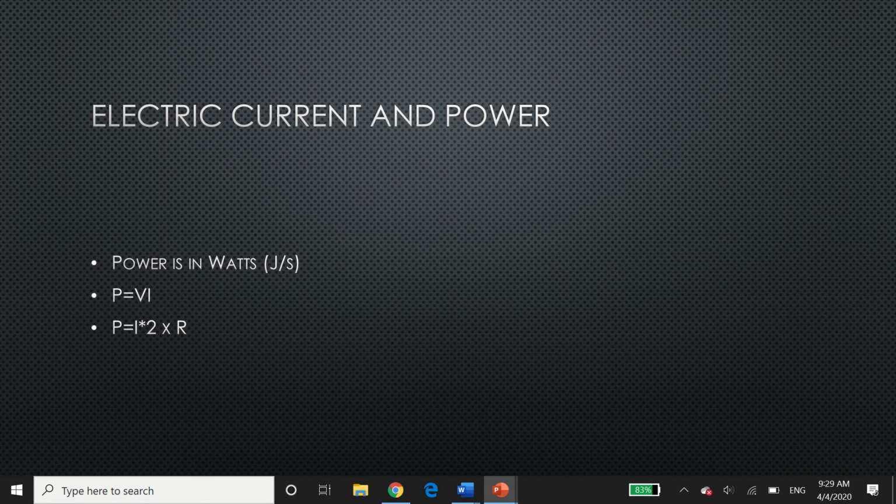Another unit that we can relate current to is power. Power is another important unit when we're looking at current and circuit diagrams. Power has different units in that it is watts. Watts are joules per second. And we have two equations that specifically relate our current to our power. The first is that the power is equal to the voltage times the amount of current that passes through, or we also have that power is equal to our current squared times the resistance. Both of these equations are derived from using Ohm's law as well.